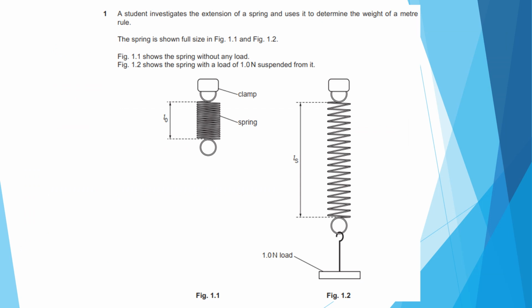So first question: a student investigates the extension of a spring and uses it to determine the weight of a meter rule. The spring is shown full size in figure 1.1 and figure 1.2. Figure 1.1 shows the spring without any load. Figure 1.2 shows the spring with a load of 1 Newton suspended from it. So clearly observe the diagram. When it is without load, the length of the spring is represented as L0, and when it is extended with load, the length is represented as Ls.